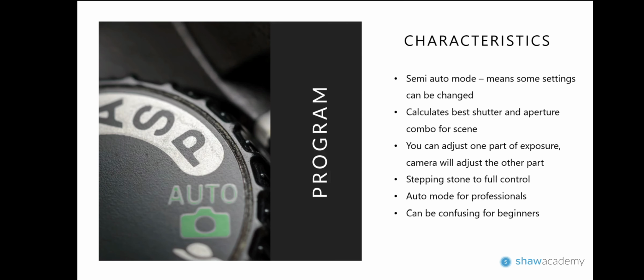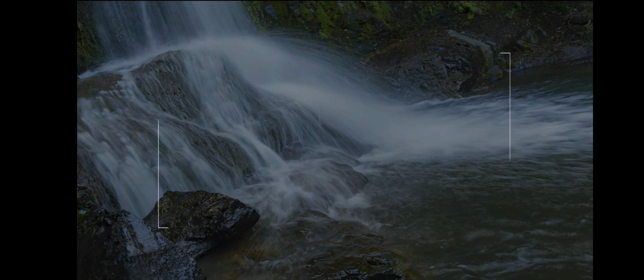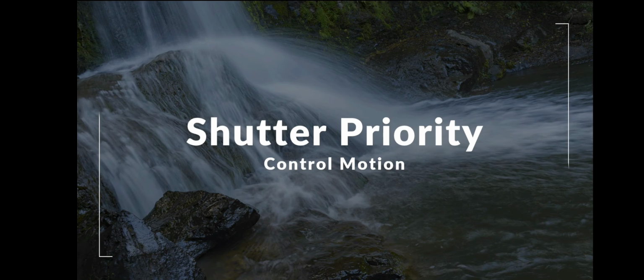So if you're not familiar with aperture, if you're not familiar with shutter speed, if you're not familiar with ISO and so on, this mode is still going to be quite a confusing mode to use. But by the end of this module, you'll be able to use it no problem. Next, we have our shutter priority. So this will allow you to just control shutter speed.